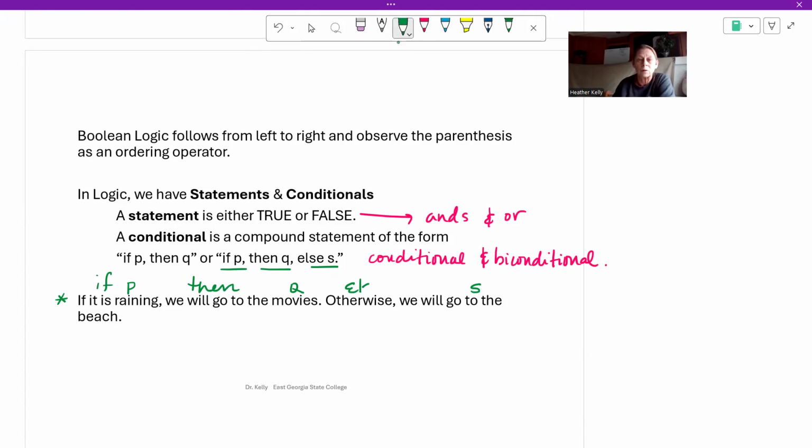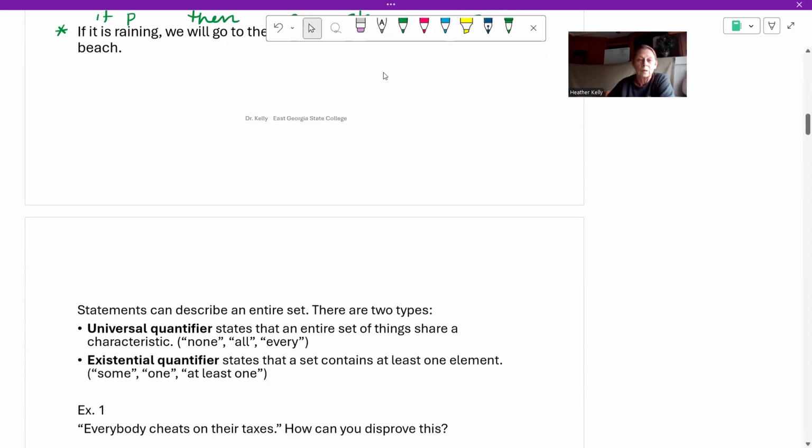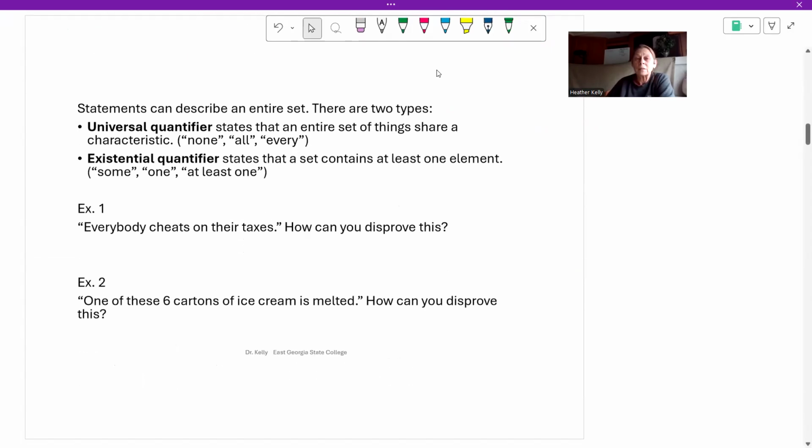So let's see how we can do some more here. Statements describe an entire set, and there are two types of statements. There's something called a universal quantifier, and a quantifier is a word that describes a quantity. So, quantifier.